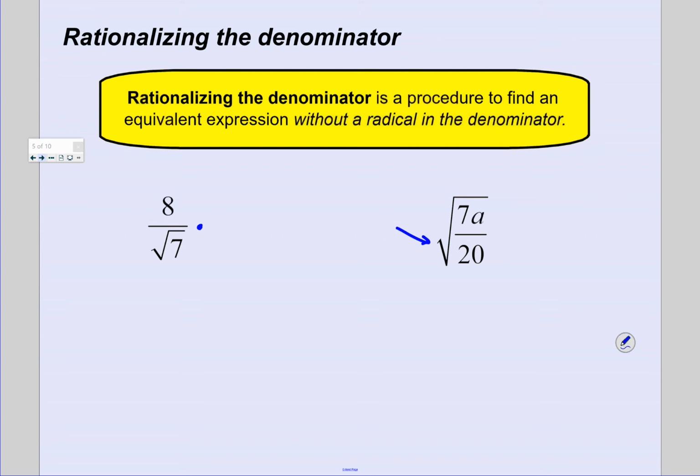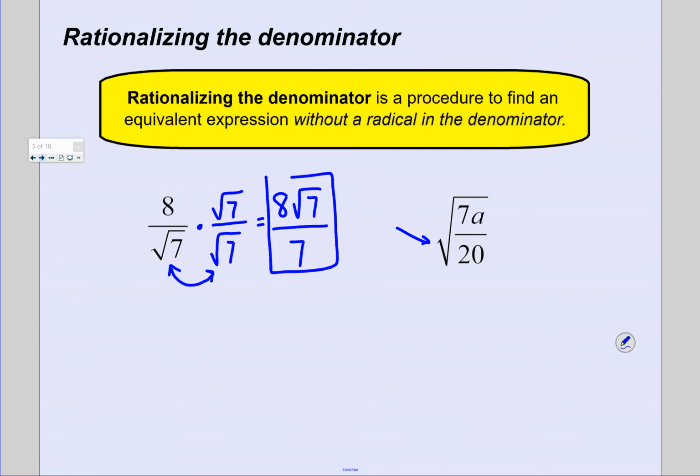So what I can do, this is rationalizing the denominator, I can multiply this fraction by the square root of 7 over the square root of 7, because that's the same thing as the number 1. And when I do that, I end up getting, in the numerator, 8 times the square root of 7. And in the denominator, the square root of 7 times the square root of 7 is just 7. So now this is my simplified way of expressing this previous expression. That denominator is now rationalized because I do not have a radical.